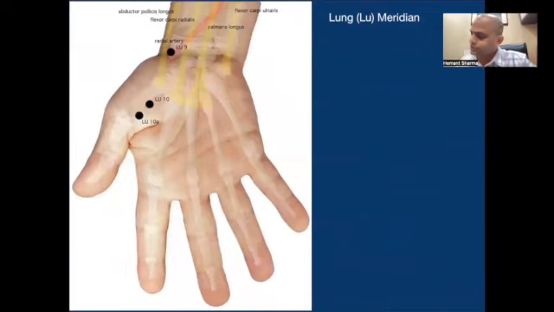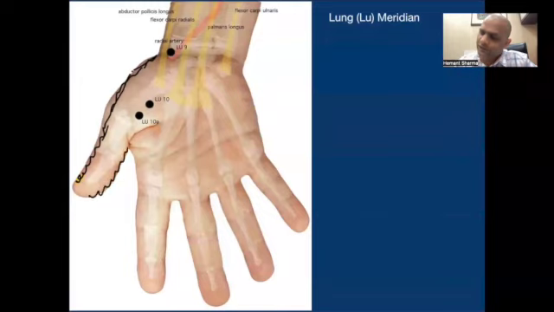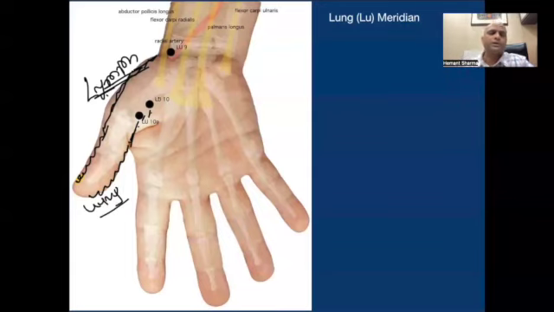So we can see in the Dr. Voll system, the lymph meridian is passing from the outer side and the lung meridian is passing from the inside. Okay. So the outer side meridian is the lymph meridian and the inner side meridian is the lung meridian. Now, if you want to treat any lung disease, you will be working here.